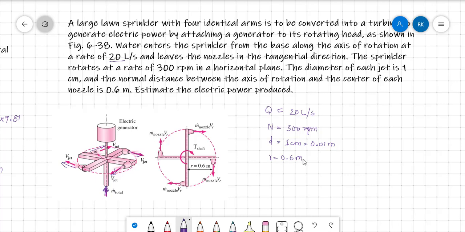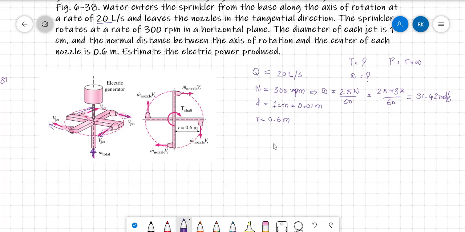So what do we need to find? We need to find torque. We need to find omega. So that power is equal to torque into angular velocity. So angular velocity omega is equal to 2 pi N by 60. So that will be 2 pi into 300 divided by 60. That will be 31.42 radian per second. So that is 31.42 radian per second. And what else do we need?